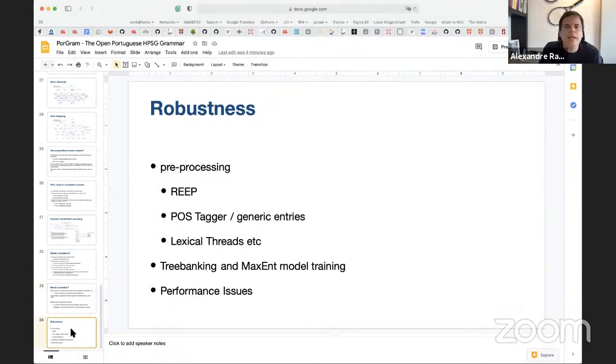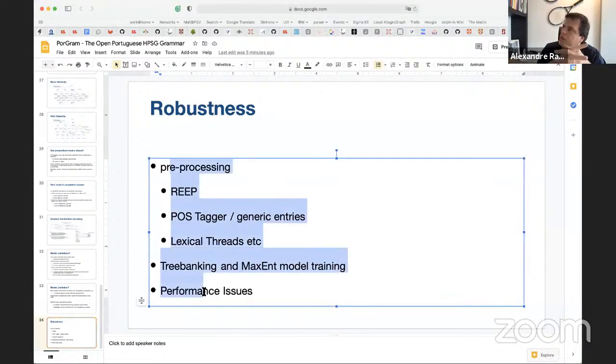Final slide, sorry for being late. Robustness, right? So in the long term, we want to be robust, and there are many tools that these guys in Delphi developed over years to actually address robustness, right?